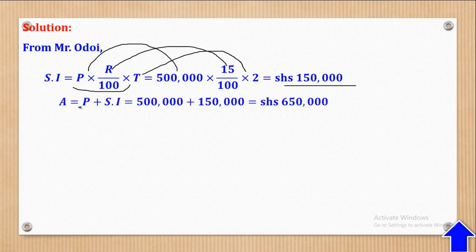Therefore, amount will be principal plus interest, which will be equal to 500 plus 150 to come up with 650,000. So that has been Mr. Odoi. What about Mrs. Kaiso?